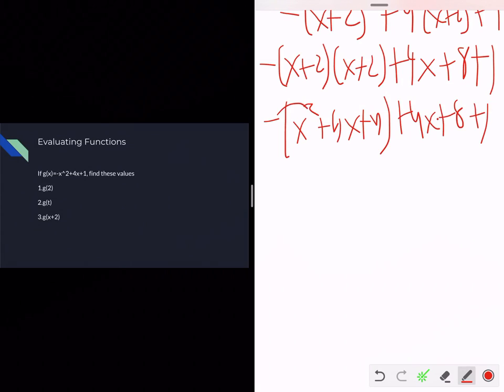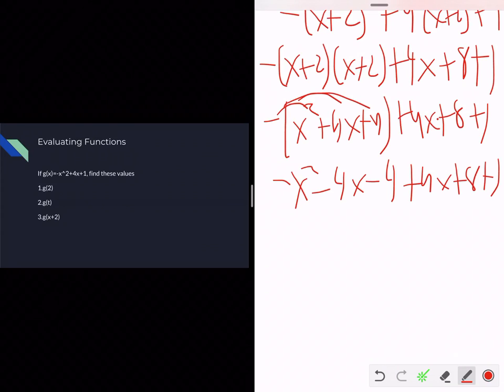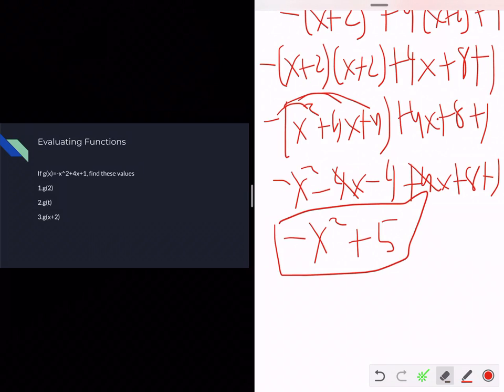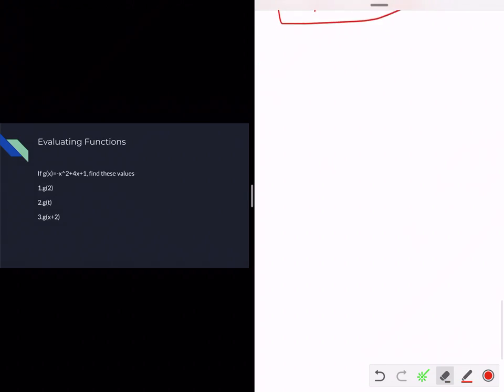And now you have to distribute this negative in. So you have negative x squared minus 4x minus 4 plus 4x plus 8 plus 1. And now simplify. There's a negative 4x here and a positive 4x there, so these cancel out. So now you have negative x squared. Negative 4 plus 8 plus 1 is 5. So plus 5, and that is your answer. And sorry for my terrible writing.